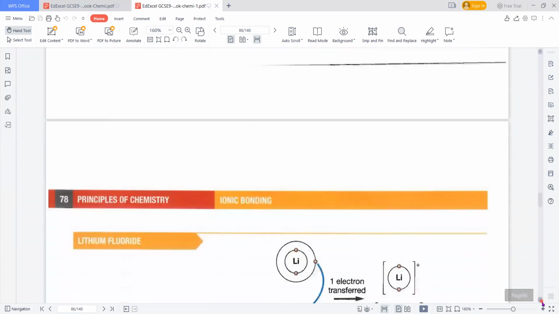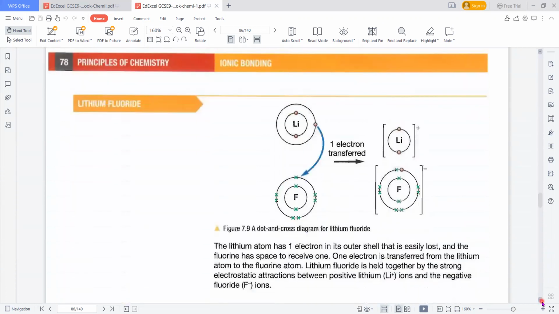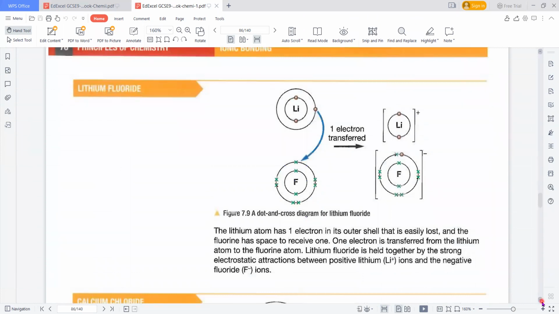Here are some other examples of ionic bonding, such as lithium fluoride. When lithium and fluorine react with each other, we should be clear that lithium is able to donate one electron and fluorine is able to accept one electron. So definitely the ratio would be 1:1. Lithium contains one electron in its outermost shell, and it will simply donate that one electron.